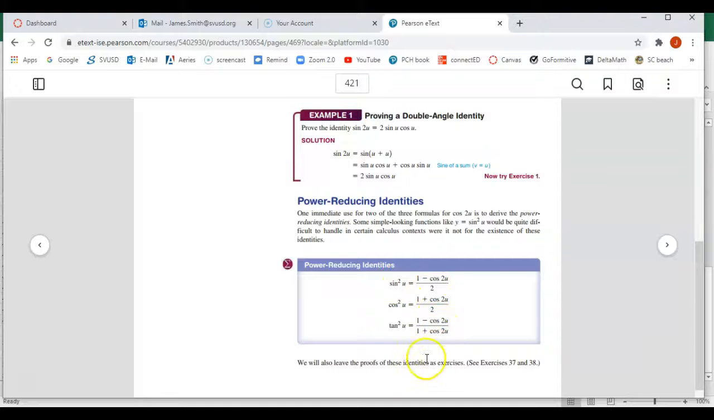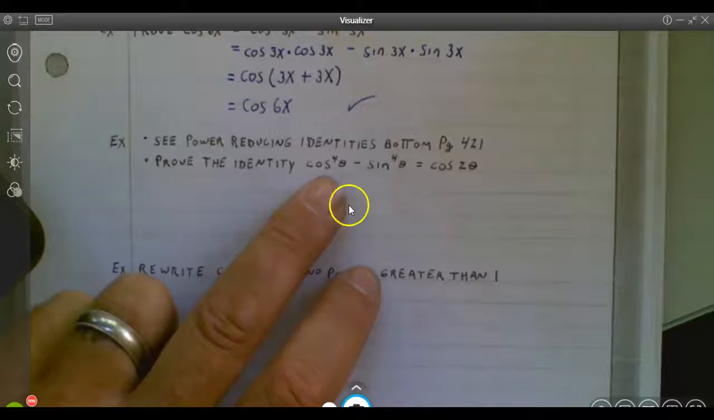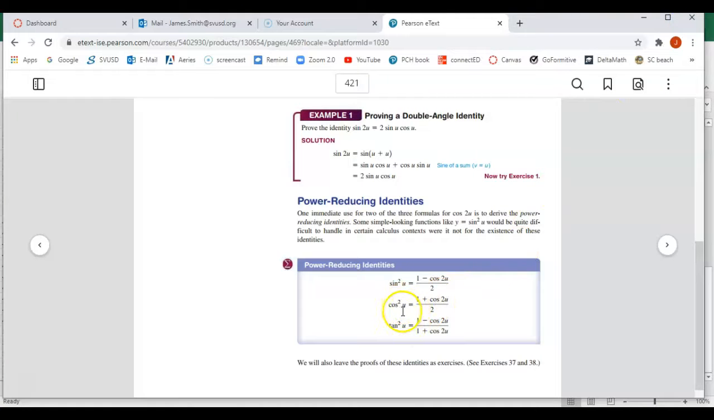So I'm going to give you one that looks like this. Again, I want to take the side that's more complicated and simplify it to look like this guy right here. So we have the cosine of theta to the 4th power minus sine theta to the 4th power. So if you look at our cosine formula, which is this one, we're going to be able to write that as 1 plus cosine 2u over 2.